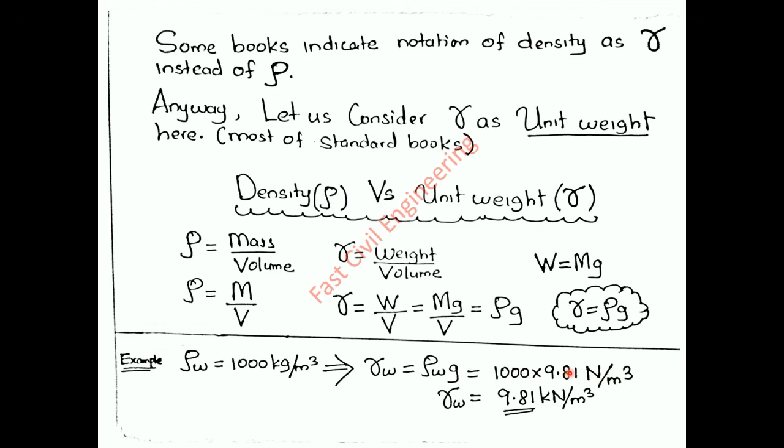1000 into 9.81 is 9810 Newton per meter cube. Then divided by 1000, we get a decent answer. Gamma w, the unit weight of water, is equal to 9.81 kilonewton per meter cube. Density of water is 1000 kilogram per meter cube, and unit weight of water has the same meaning. Gamma w is equal to 9.81 kilonewton per meter cube on Earth.